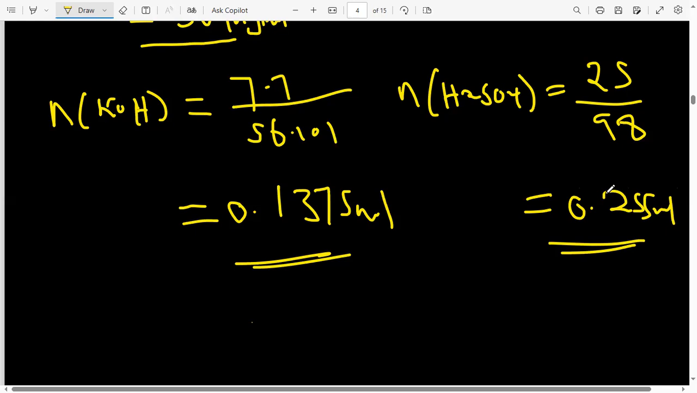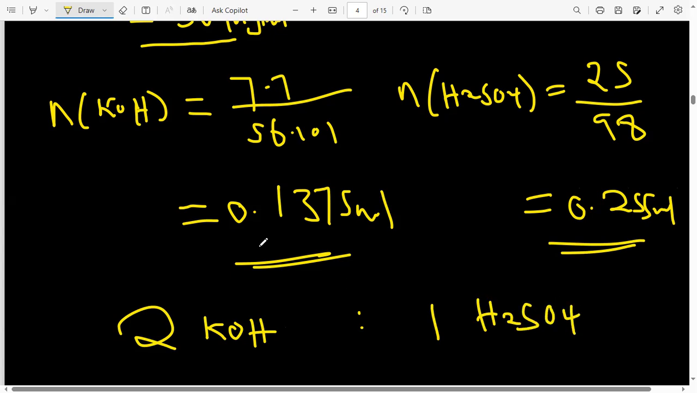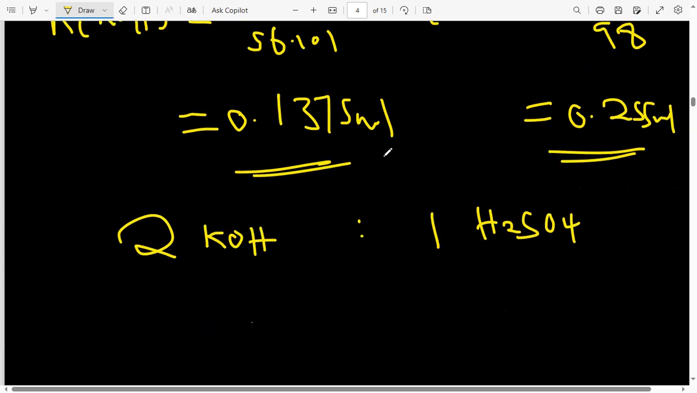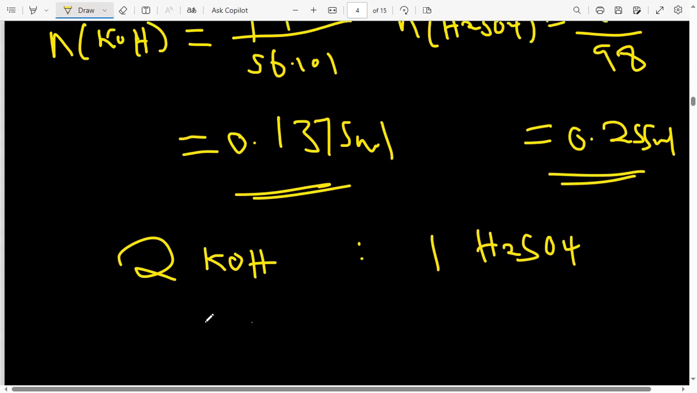But according to the balanced chemical equation, we know that 2 moles of potassium hydroxide need how many moles of sulfuric acid? 1 mole. So we can take either one of these. Either we take these moles, put them here, and find how many moles they need of this, or we take this and find how many moles of the potassium hydroxide they need.